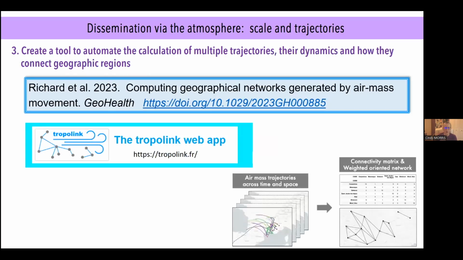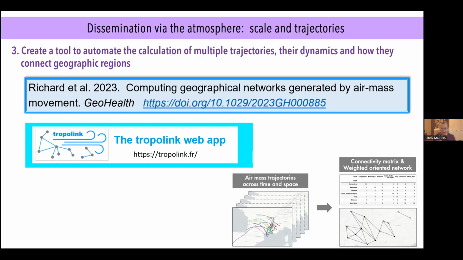And so from that, we created a tool that automates the calculations of these multiple trajectories, because most people are not capable of downloading 10 million trajectories. And for your own work, you might only need a couple thousand trajectories. So we created a tool that now automates this, and the tool is described in this paper. If you want to use the tool called TropoLink, you just have to write to me and I'll get you in line with the person who can open it up for you. You can then just easily tell TropoLink, these are my geographic sites I'm interested in if they're connected via air mass. These are the periods of time I want to look at.